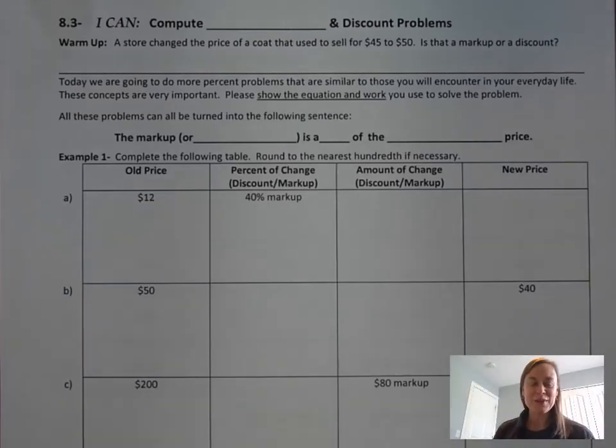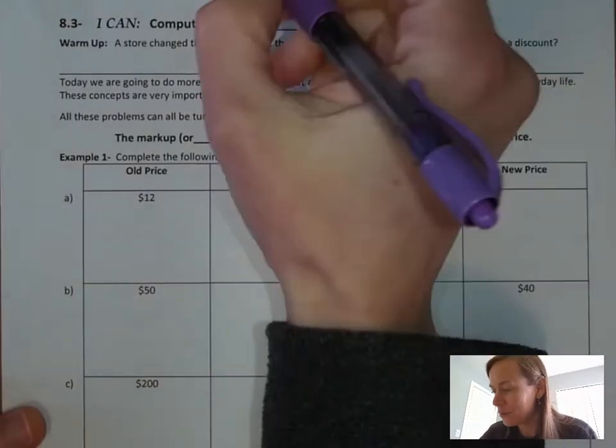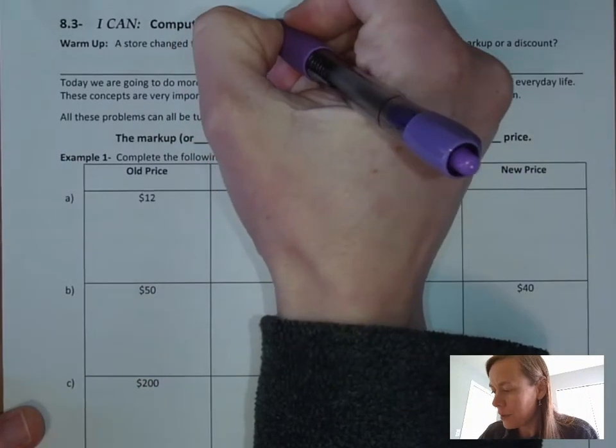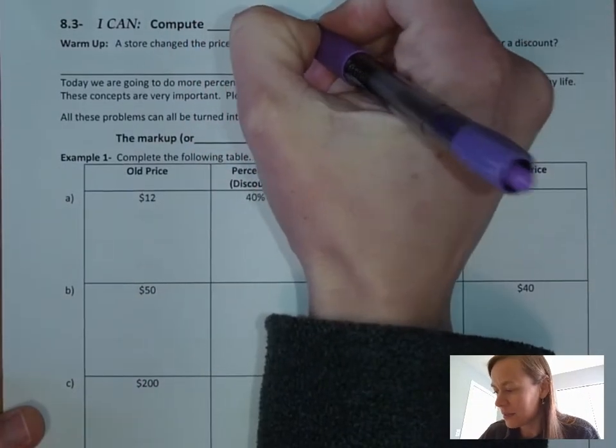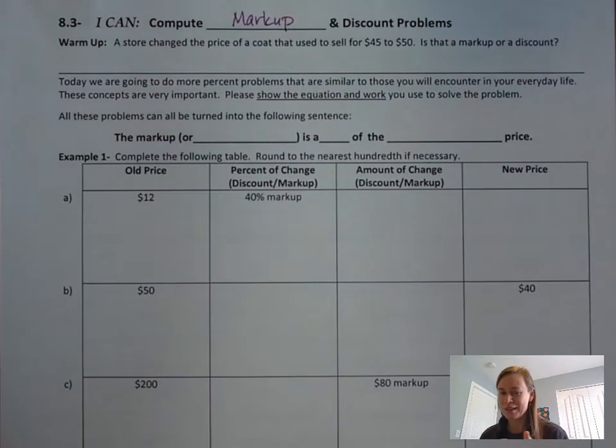Hey there, everybody. So we have been talking about how percents can help us solve problems involving tips and taxes and commissions. But today we're going to take those percent skills shopping because we are going to compute markup and discount problems. And that's our I can statement for today. I can compute markup and discount problems. And if you don't know what that means, just stick with me. We're going to talk about it right now.